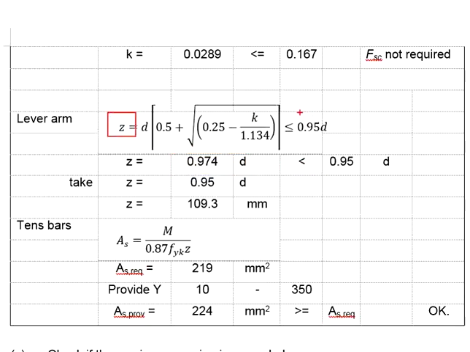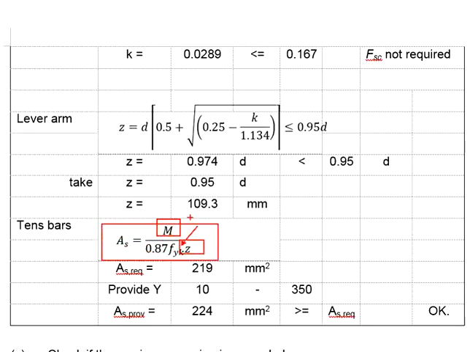Your lever arm here should not be more than 0.95D. As expected for a typical slab, it is normally close to 0.95, and in most cases it will go beyond 0.95D, which in this case it is greater than 0.95D. You will use 0.95D instead. Substitute the D, you get your lever arm Z equal to 109.3 mm. Then put the Z and the moment into the equation.